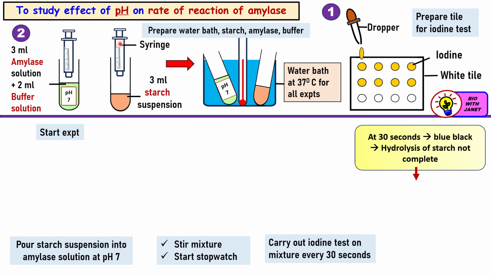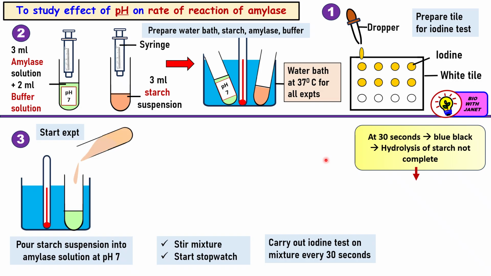It may vary with the instructions given. All right. So prepare also 3 ml of starch suspension by using a syringe to add this starch suspension into another test tube. Then put the 2 test tubes into a water bath at 37 degrees Celsius. So wait 5 minutes to let the temperature reach 37 degrees Celsius for these 2 test tubes. The green test tube has the buffer solution and the amylase solution, and this orange test tube here has the starch suspension. Next, you can start the experiment. Get your stopwatch ready.